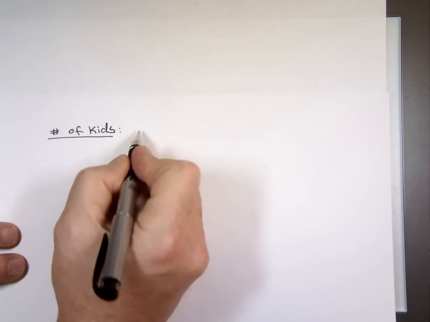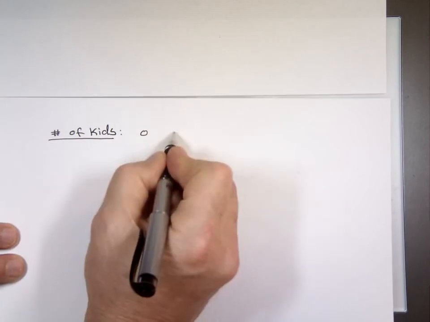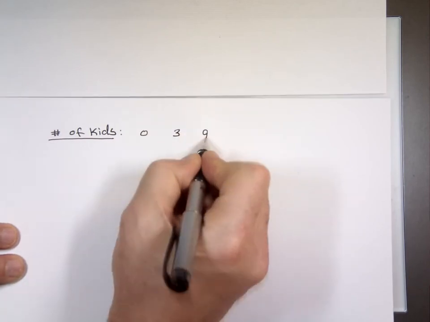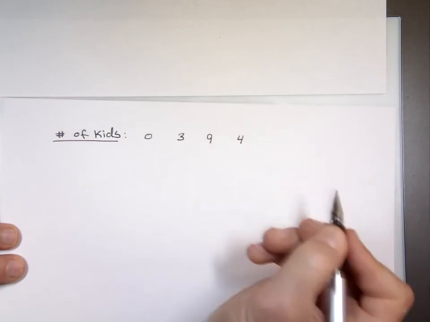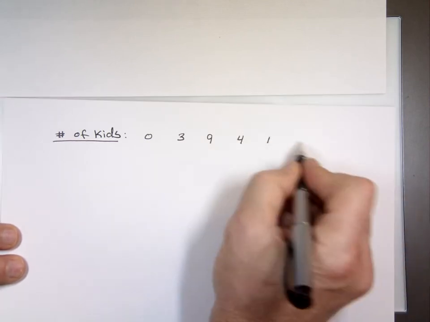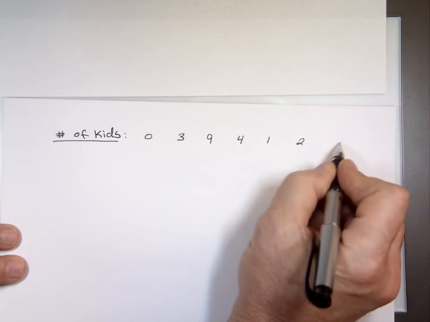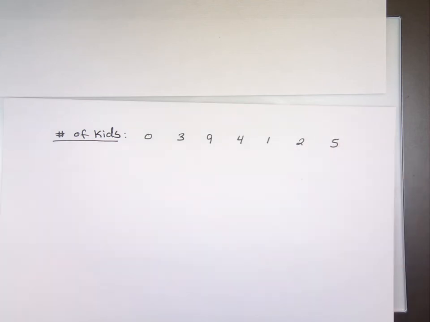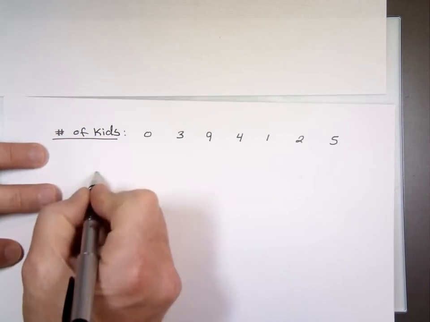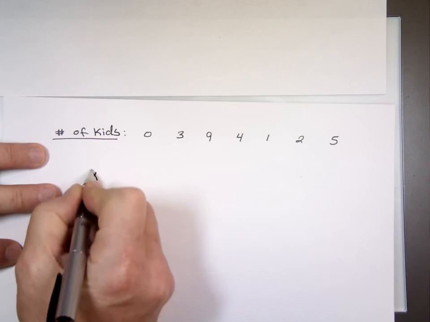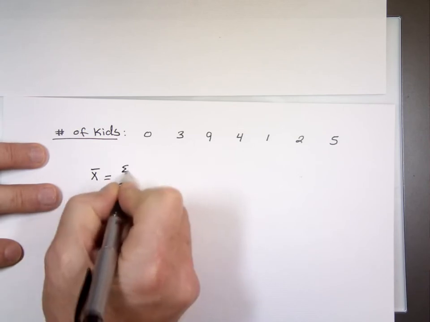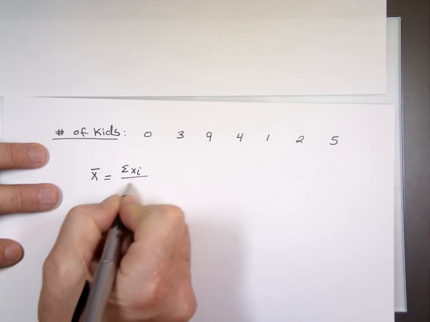The first one says, I have no kids, 0 kids. Next one, 3. Next one, 9. Next one, 4. Next one, 1. Next one, 2. Next one, 5. You're walking up and down Springfield asking people, how many kids do you have? You know we did not ask every single person. Right? So what's the mean here? That's a sample mean. It's going to be the sum of all these values divided by the number of values.